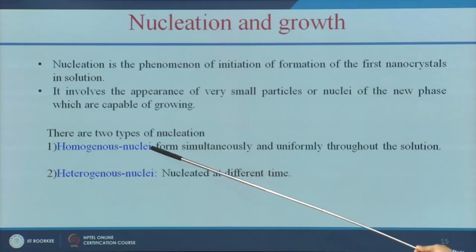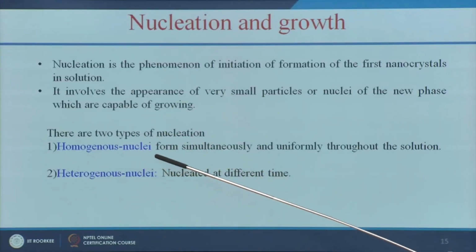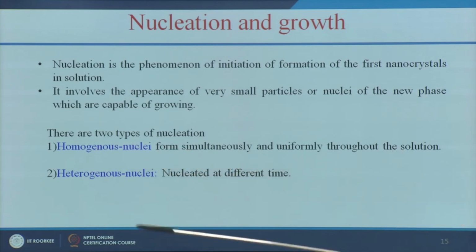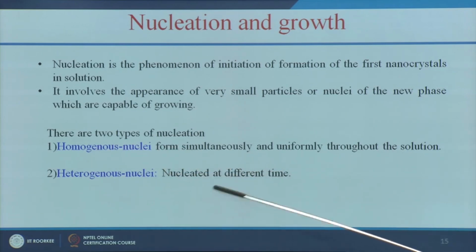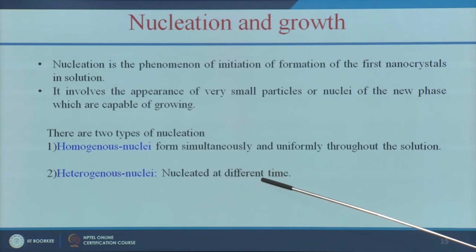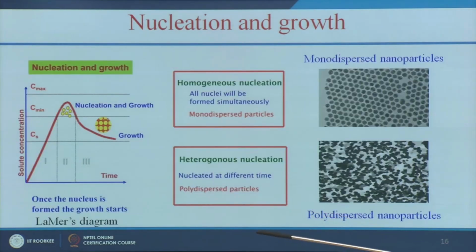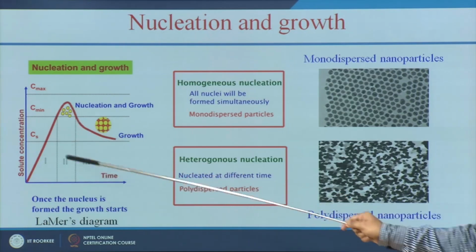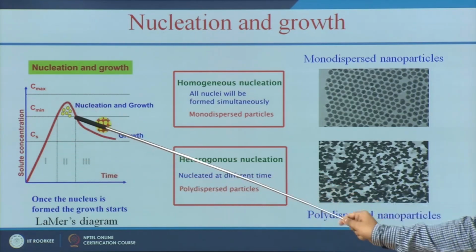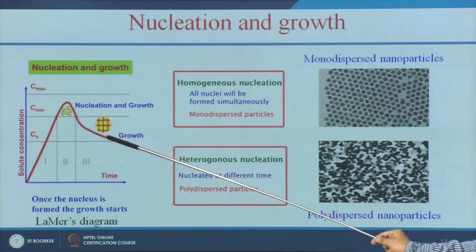Similarly, for nanoparticle, this nuclei is very important. There are two types of nucleation. First one is homogeneous nuclei, which form simultaneously and uniformly throughout the solution, and next one is heterogeneous nuclei. So, it is nucleated at different time points. So, let us see here, this picture is LaMer's diagram, time versus solute concentration. So, once the nucleus is formed, then the growth will start.